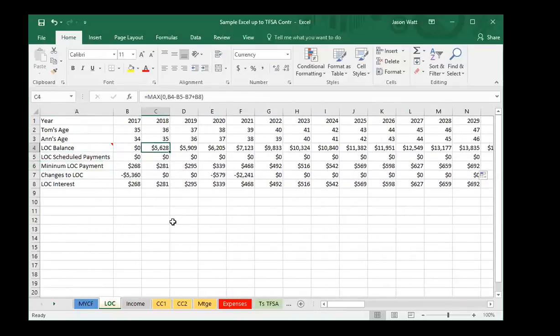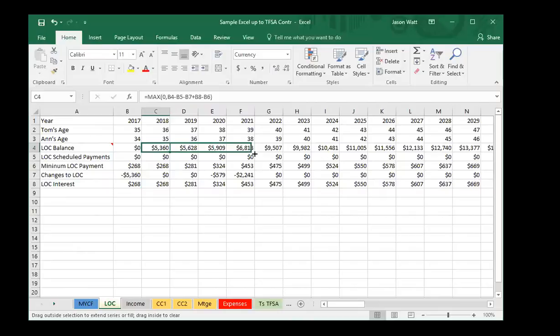Now what's going to happen, the line of credit balance for 2018 should be based on the amount that we had before, minus any scheduled payments, which we don't have any of, minus any change to the line of credit. Perfect. And because it's minus a negative, it actually adds to the balance. And then we look at the line of credit interest. The other thing that's going to happen here is we're making a little payment based on that minimum line of credit payment. So we copy that across.